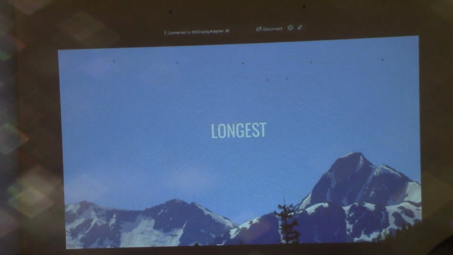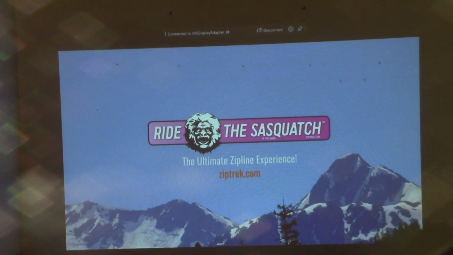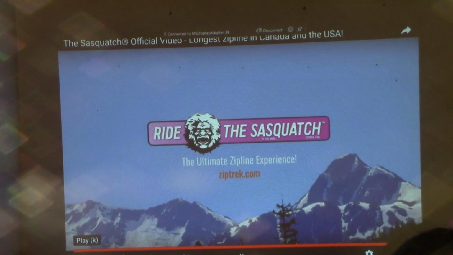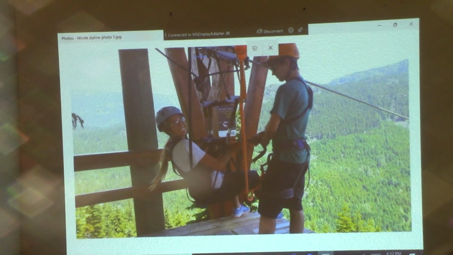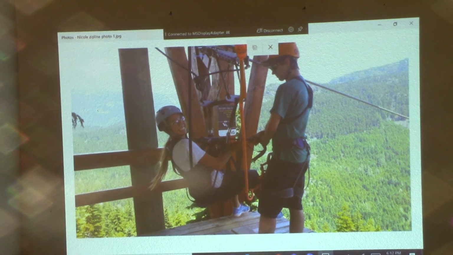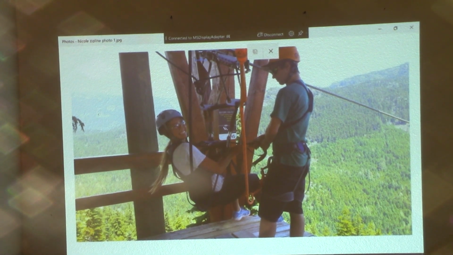It's awesome. Ride the Sasquatch. Okay, we did. Now, just to prove it, I have a picture. And there is my daughter, Nicole, at the top, ready to go.